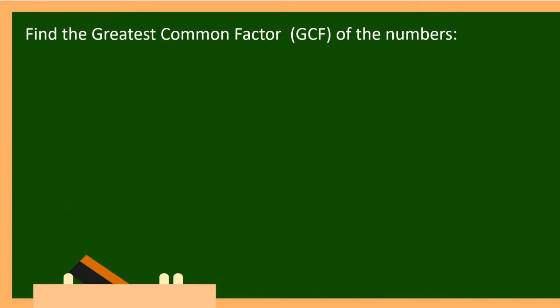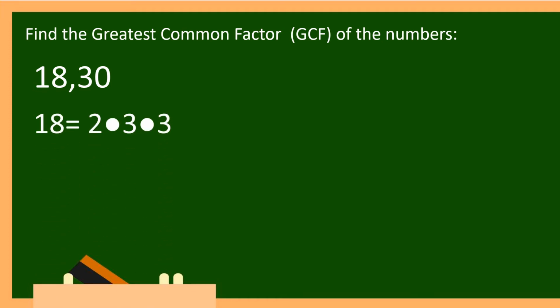Next, find the greatest common factor or the GCF of the numbers 18 and 30. First, we need to get the prime factors of both numbers. What are the factors of 18? Exactly! That is 2 times 3 times 3. How about 30? Correct! That is 2 times 3 times 5.